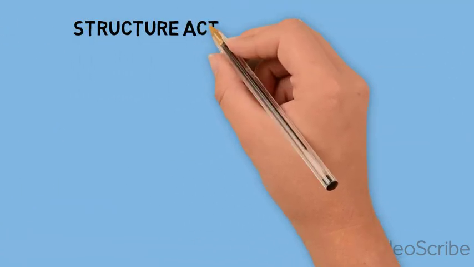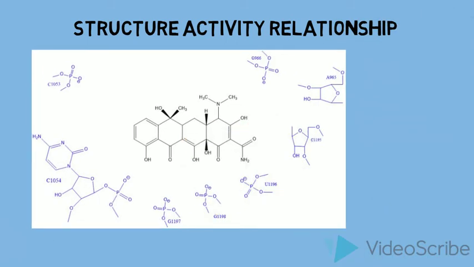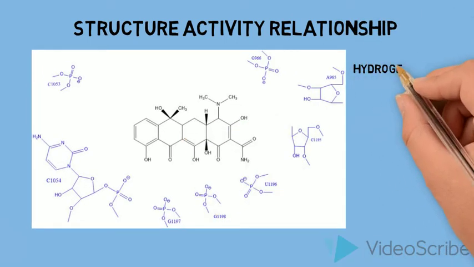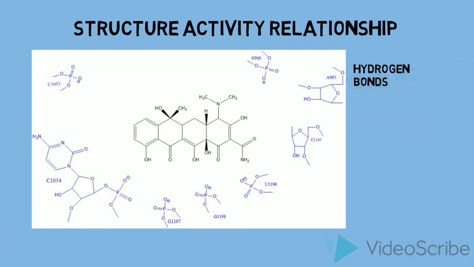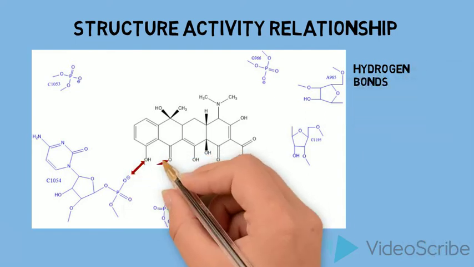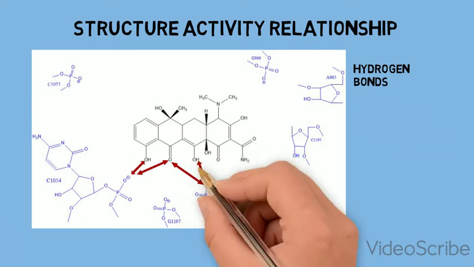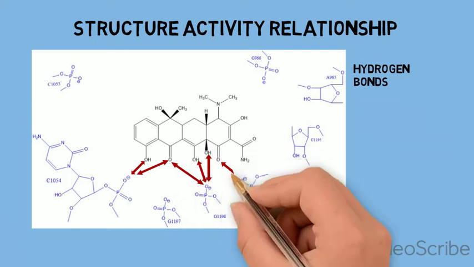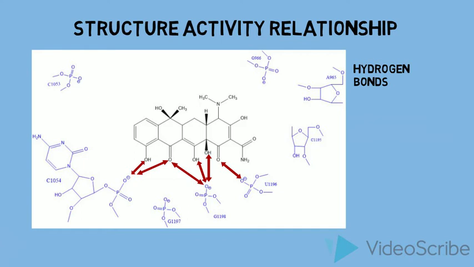I am now going to talk about the structural activity relationship. The main interaction between the contact region of the molecule and the surface of the ribosome is hydrogen bonding. The groups that feature in the contact region are all the groups between and including the dimethylamine on the A ring and the hydroxyl group on the D ring.